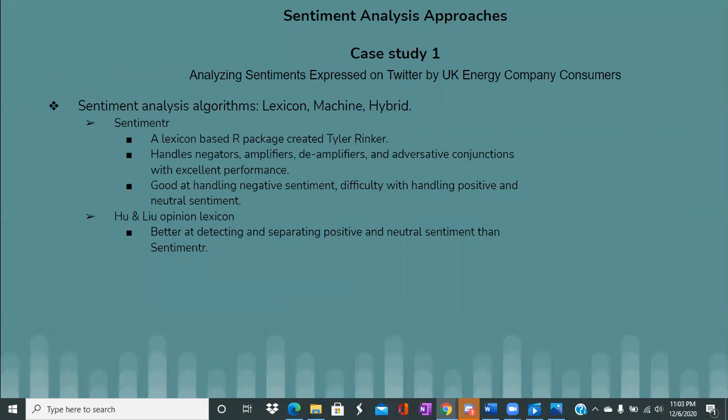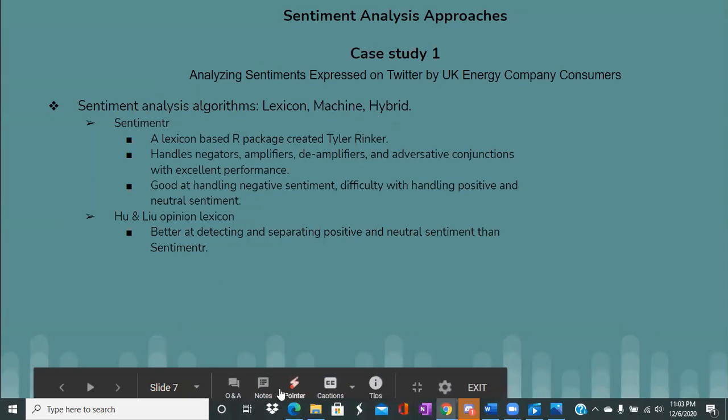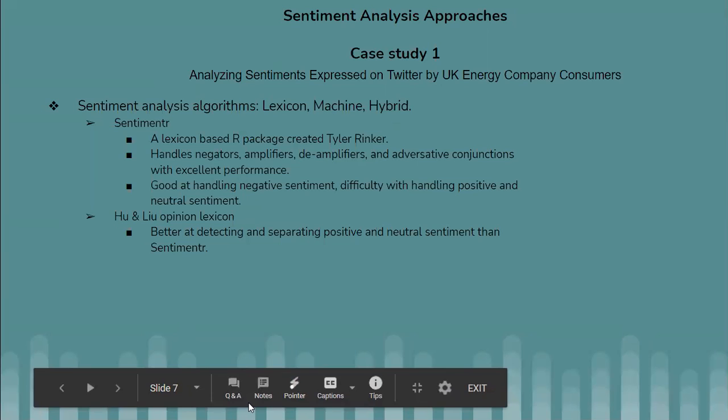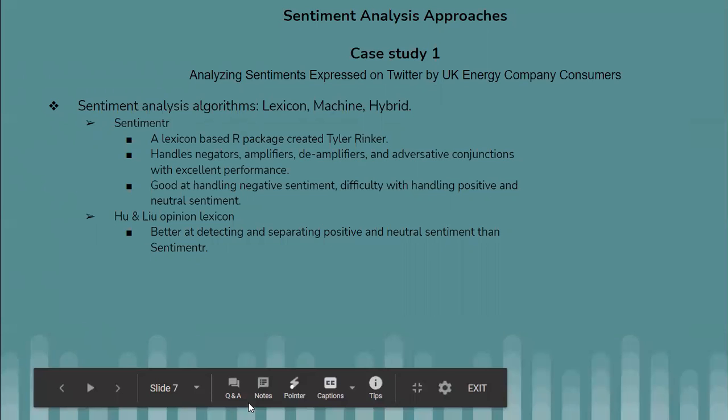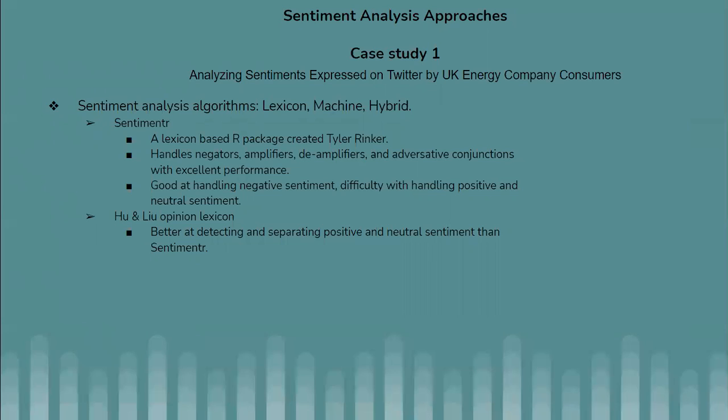The first is Sentimentr, which is a lexicon-based R package that was created by Tyler Rinker. And it handles negators, amplifiers, de-amplifiers, and adverse conjunctions rather well with regards to performance. And it's good at handling negative sentiment, but it has difficulty with handling positive and neutral sentiments and telling the difference between the two. Now, the Hu and Liu opinion lexicon is better at detecting and separating positive and neutral sentiments than Sentimentr is.